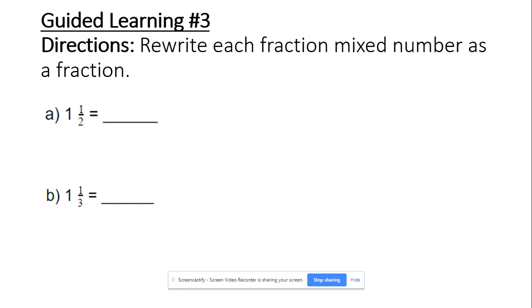All right, let's move on to guided learning number 3, 1.5. So we're going to be rewriting this as a fraction greater than 1. I'll write 1.5 over here. Let's see. 1 can be written as 2 over 2, 2 halves, and we are going to add our extra 1 half. 2 halves plus 1 half is 3 halves, or 3 over 2.